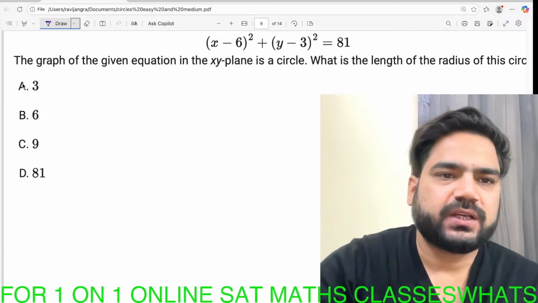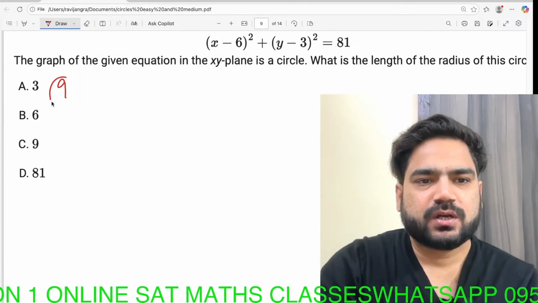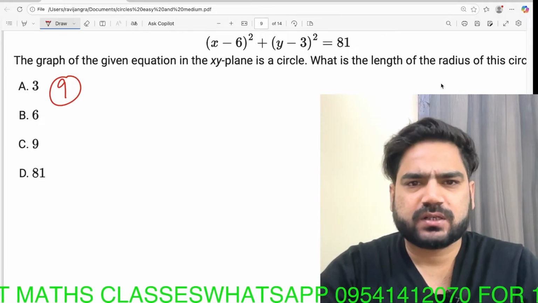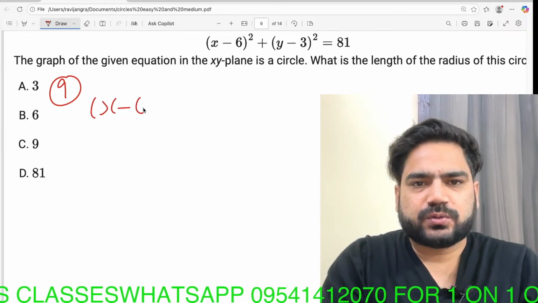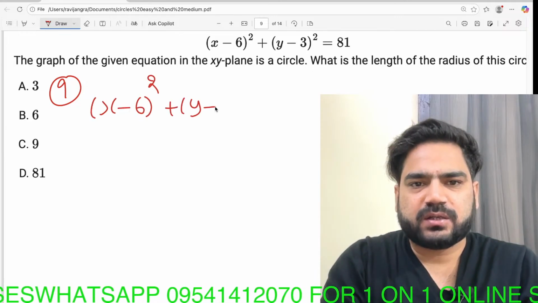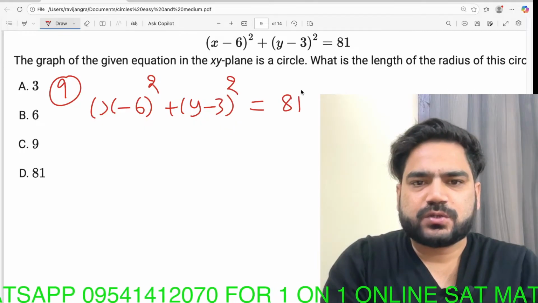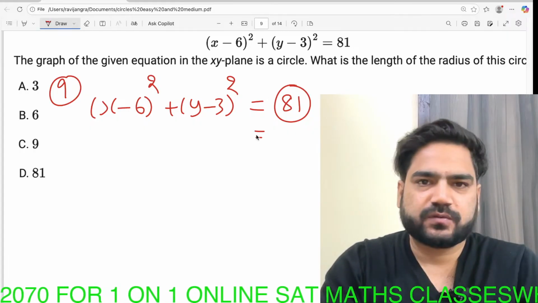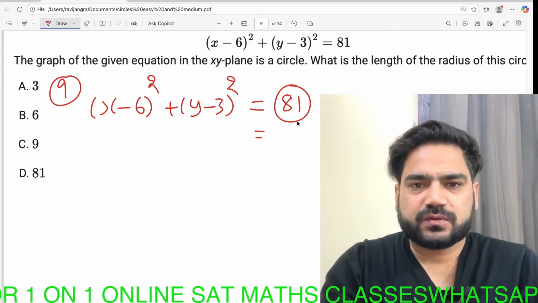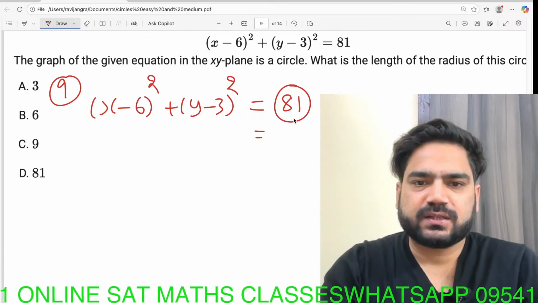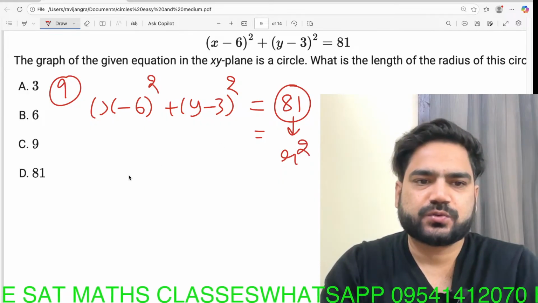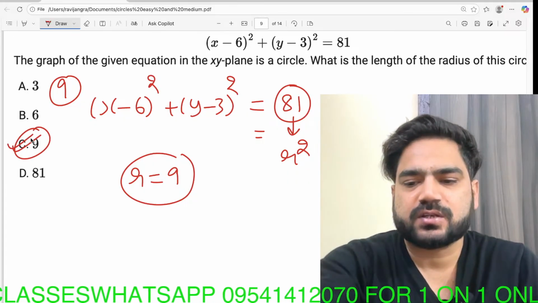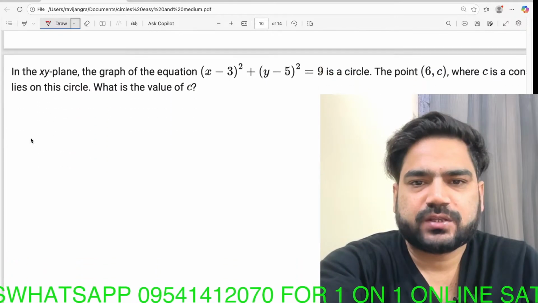Ninth question. Again a circle equation is given. What is the length of the radius of the circle? Super easy question. (x minus 6) square plus (y minus 3) square is equal to 81. I have told you two times even today that when this form of a circle is given, this portion is always r square, radius square. If r square is 81, r will be equal to 9. Very easily we can solve this. R is 9.